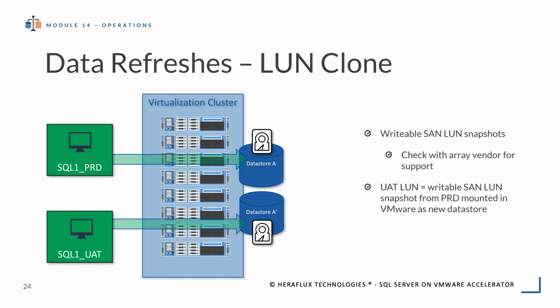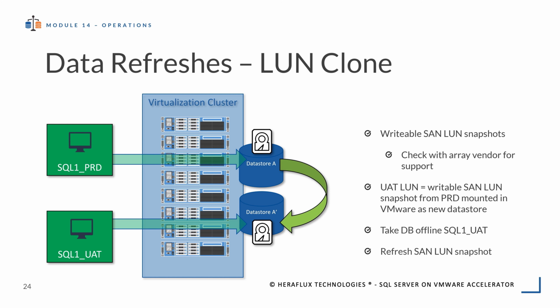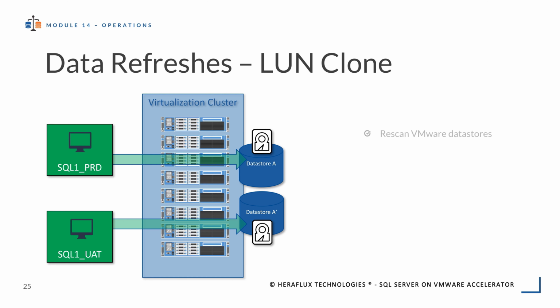Take a SAN LUN that your production database is on. This LUN is mapped to a VMware data store where your virtual disks are at. Create a snapshot of the LUN on the SAN. This is a metadata operation on the SAN that should take only a few milliseconds to complete. Appropriately zone and present this LUN back to VMware as a new LUN. Rescan the storage inside VMware to see the new LUN. Add it as a new data store.